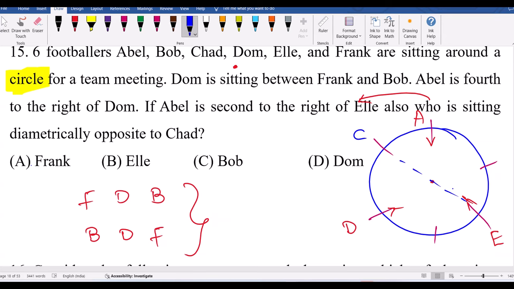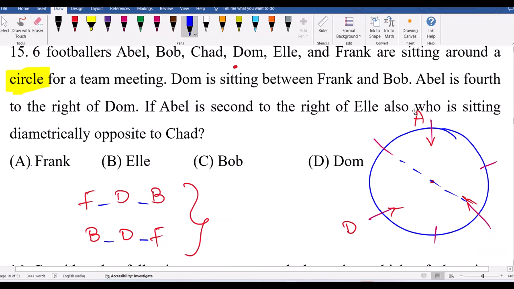Now, finally, what is the one statement left over? D is between Frank and Bob. Okay. Now, see, that's not happening, right? Between means there may be some gap also like this. They're not saying exactly between. Wait. I think the question is like, wait. This is wrong. This is not a continuation part. One moment.